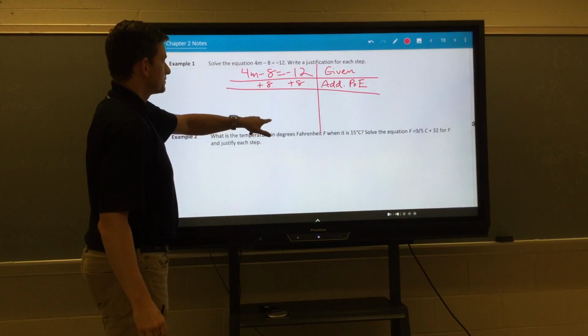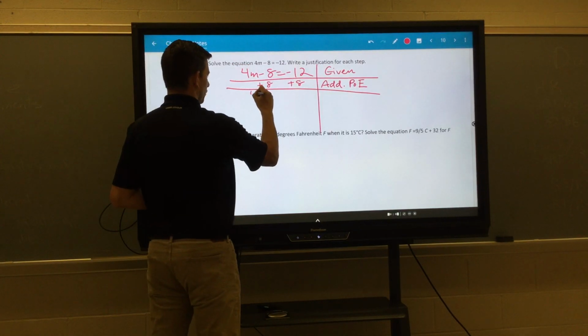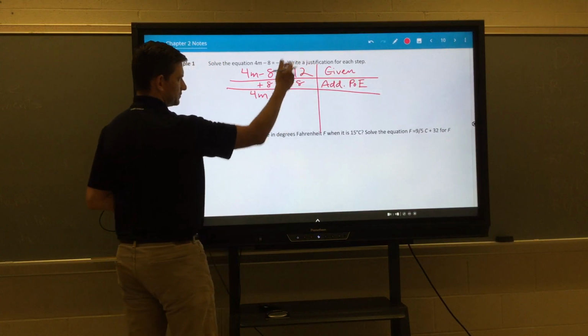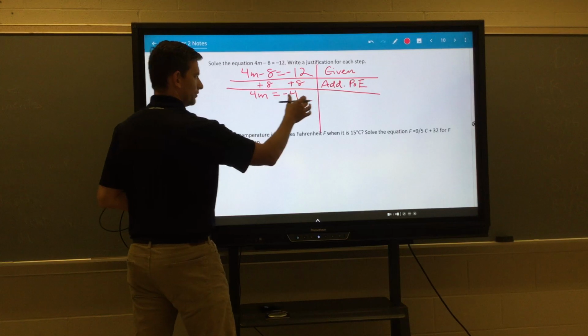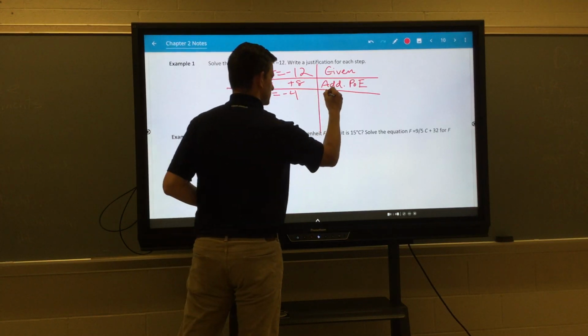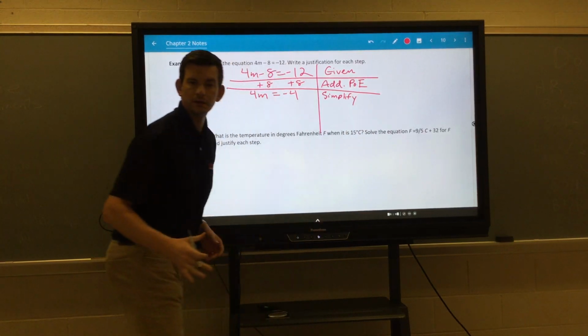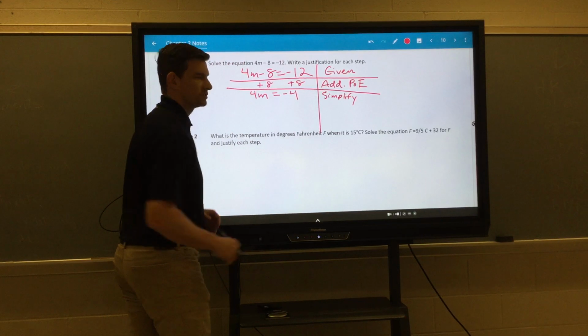So when we do this, negative 8 plus 8 becomes 0. We are left with this 4m on the left side of the equation. On the right side, negative 12 plus 8, we are at negative 4. What we've done is we've simplified things. It's not a property. Okay? You're just simplifying the expressions on both sides of the equal sign.